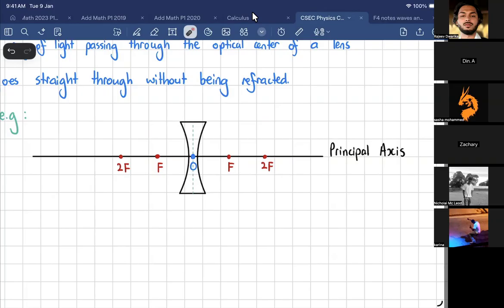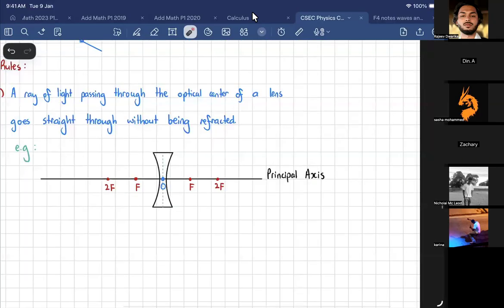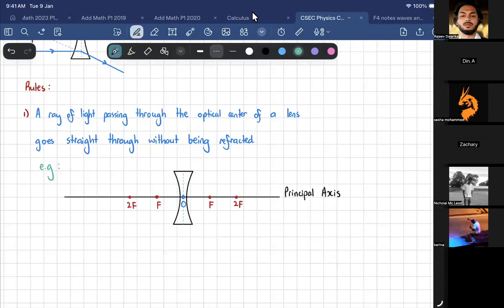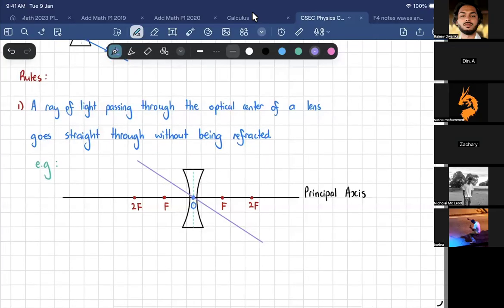So we have the principal axis, we have our divergent lens, and we have the focal point. Let me give you an example of what I'm talking about when I say a ray of light passing through the optical center of a lens goes straight through without being refracted. Let me show you. All right. So Danelle, if you're confused, just tell me, right? That line that I just drew, where does it pass through?